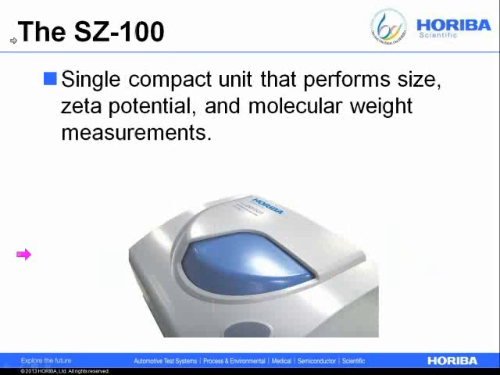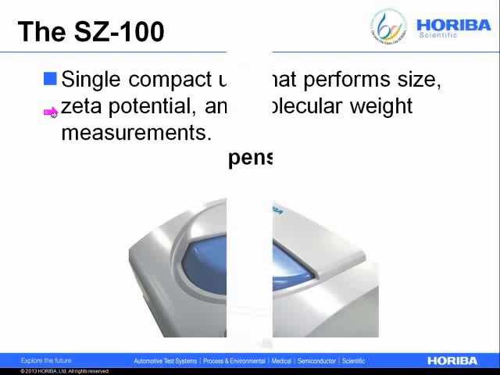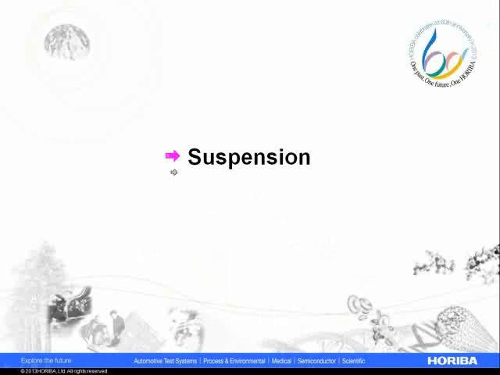You can make the measurements with the HORIBA SZ100. It's a single compact box that performs size, zeta potential, and molecular weight measurements. So it's quite nice. I like it. So before you put your samples into this magic box, you need to prepare the samples in suspension.